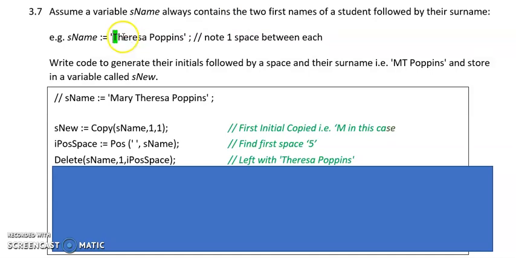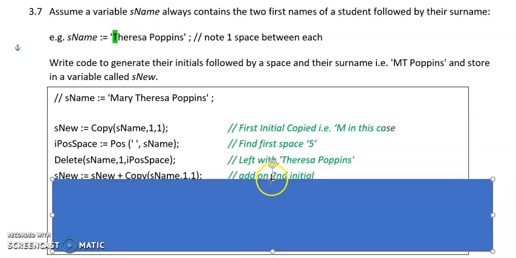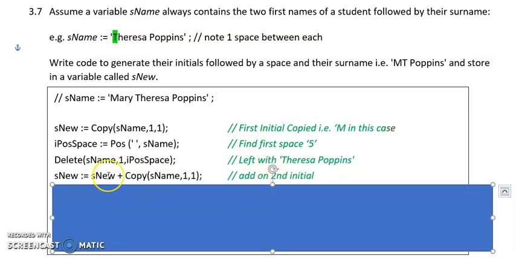So now I'm left with this, and now I can easily get the second initial because, why? Well, because it's the first character again now that I've deleted the rest of it. So I can add that on. SNew, remember that was M for Mary, and I now add on the second initial, the T of Teresa. So it becomes MT now. Not empty, but you get the idea.